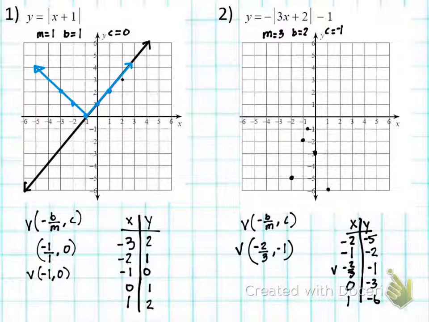Now, doesn't it look like I almost did this wrong? Look over here. Aren't my points not symmetrical here? Does that mean I did it wrong? No. It just means that the graph is shifted a little bit. So all you need to do is just draw your lines.